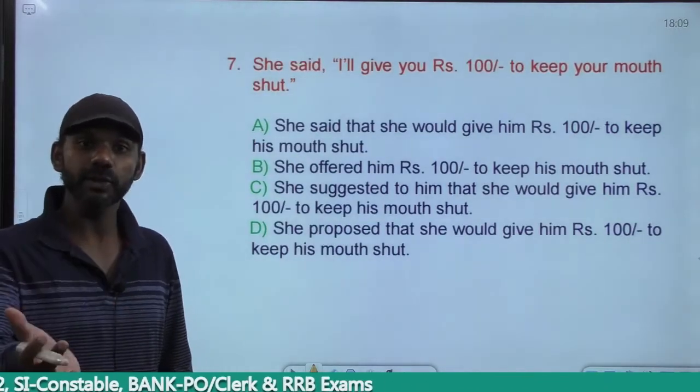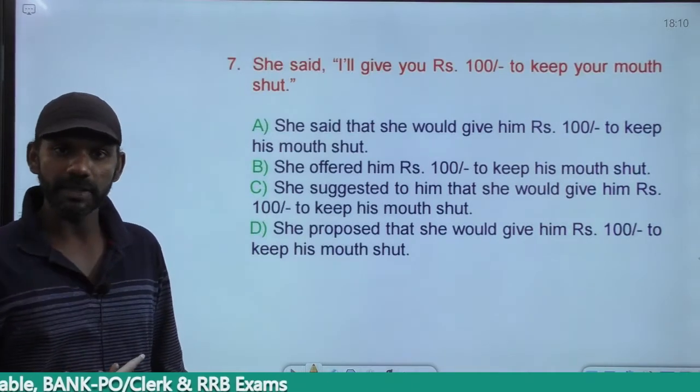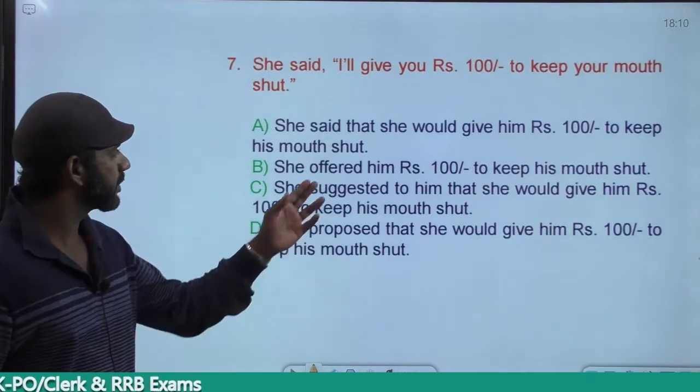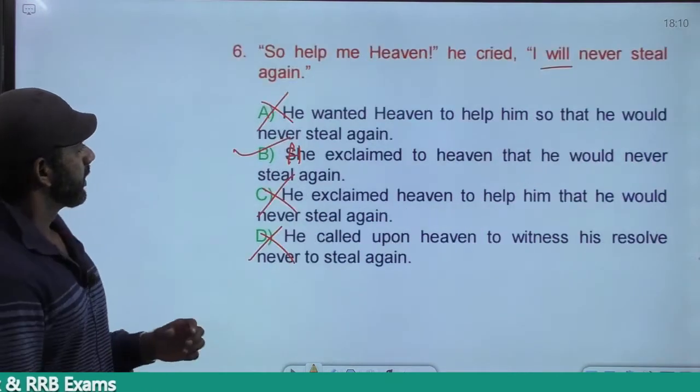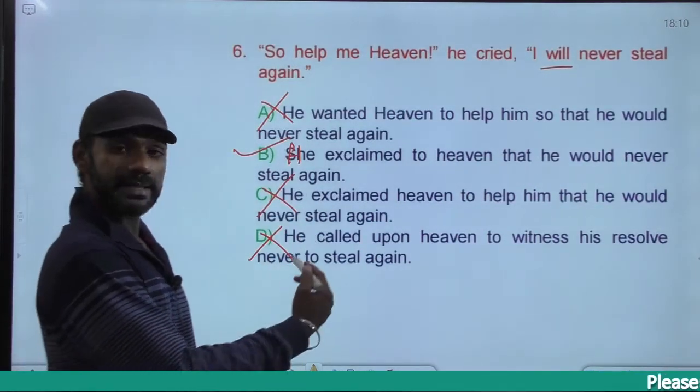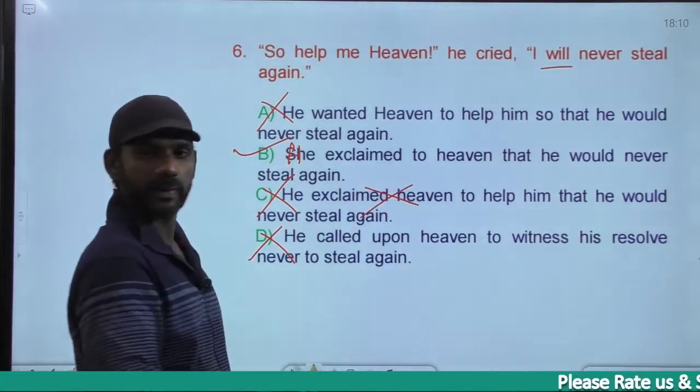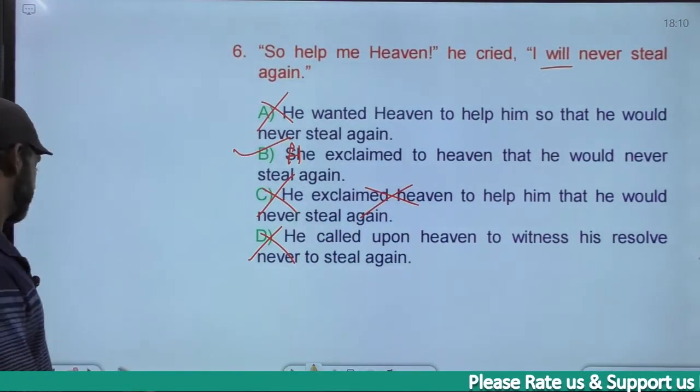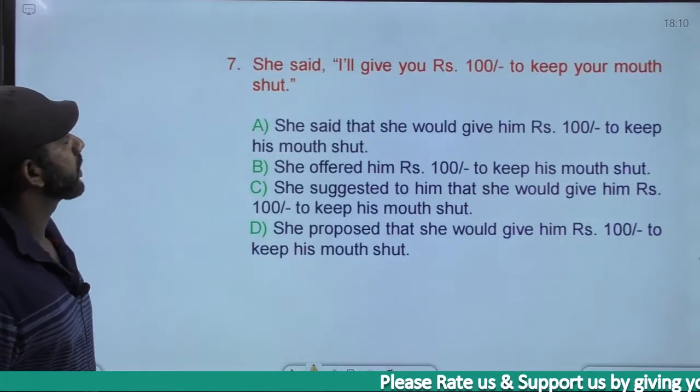I exclaimed to you. She exclaimed to me. They exclaimed to us. Same thing. He exclaimed to heaven that he would never steal again. So "he exclaimed heaven" is a wrong use in any way. The answer must be option B. Come to the next one.